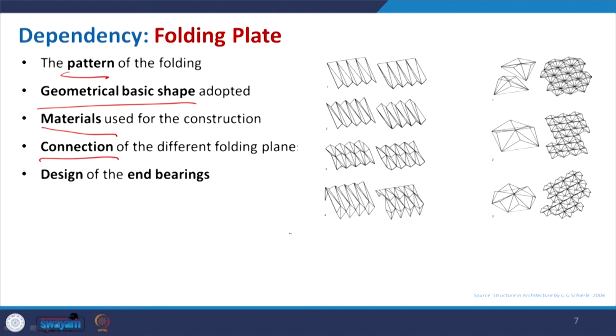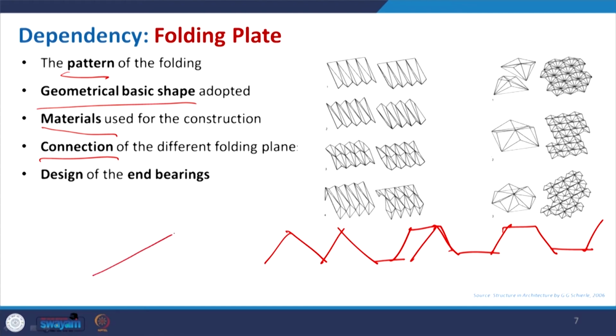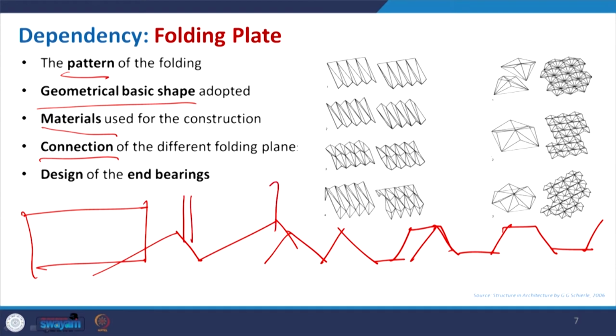So, it may be a simple edge to edge connection, or something more flat. This corrugation can also be possible where something flat is being done, or maybe something very much eccentric. Then the design of end bearings: whether we will go for supporting it with a continuous wall or just a support like a column, and then the edge beam being supported with a truss or a beam. That depends on the characteristics of the folded plate.